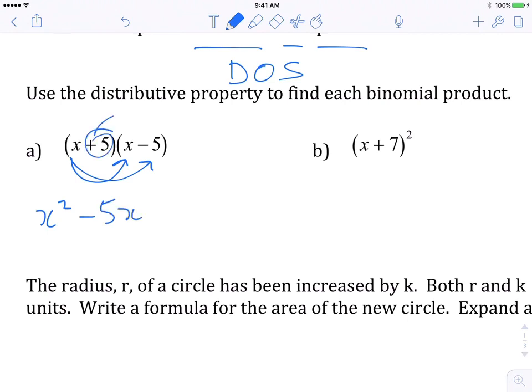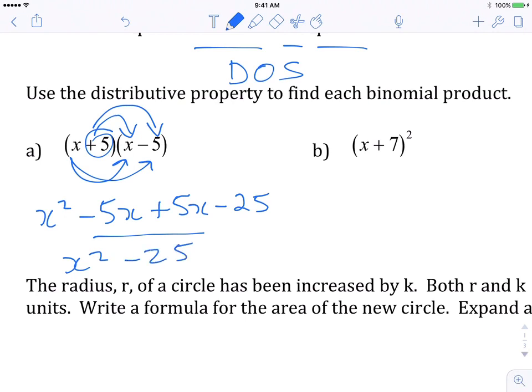And then positive 5 times the x is positive 5x. And then positive 5 times negative 5 would be negative 25. These two terms are like terms, and if we add them together, they eliminate each other. So we are left with x squared minus 25. And the reason why we call that a difference of squares is because the subtraction in the middle is where we get the word difference from. And squares, we have x squared and 25, and both of these are perfect squares. So therefore, we call it a difference, the subtraction of two squares.